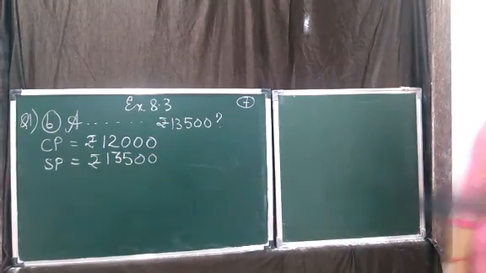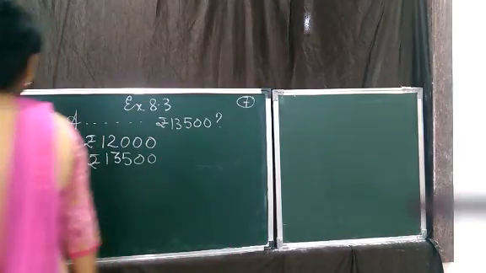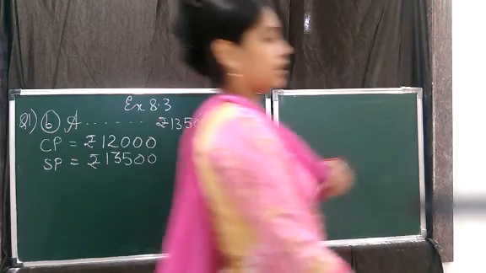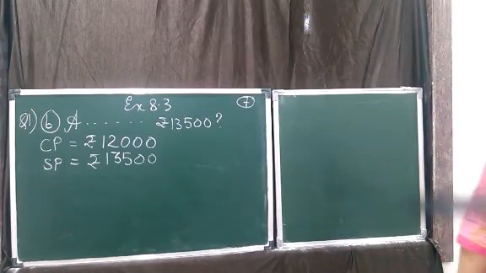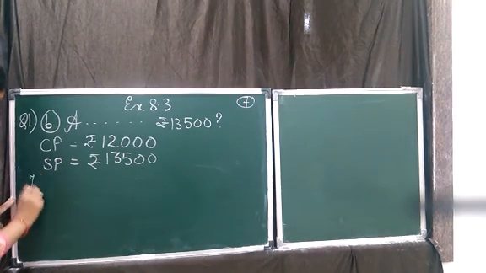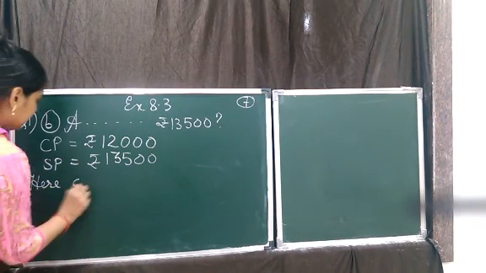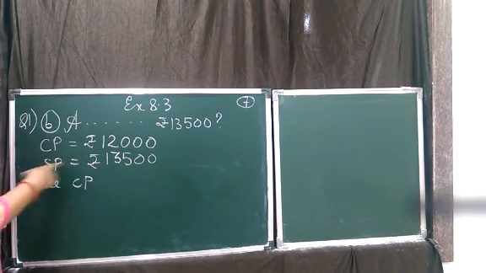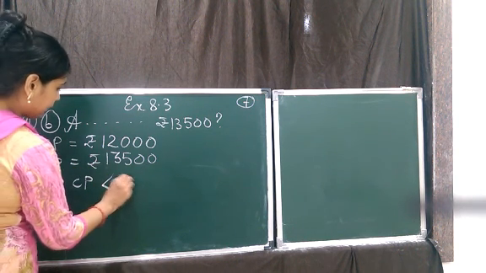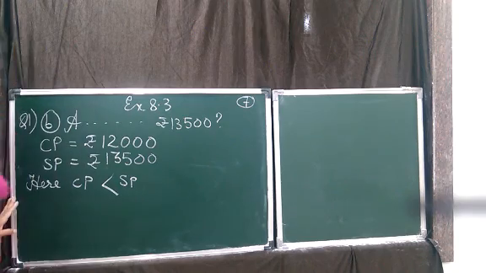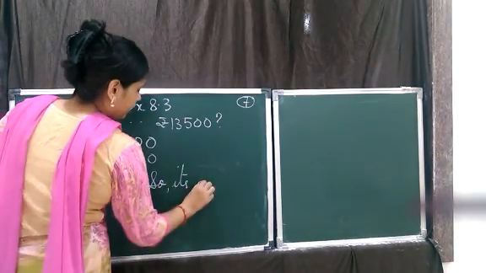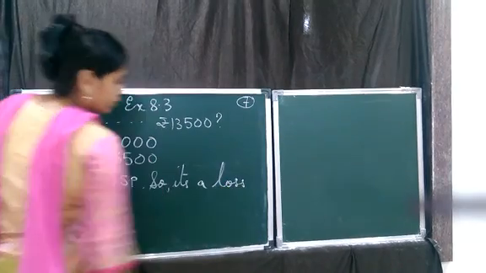So we have to find profit or loss. To find profit or loss, we compare CP and SP. If CP is greater, it's a loss. If SP is greater, it's a profit. We've already discussed this. Who is greater here? SP is greater, na? So CP is smaller than SP.